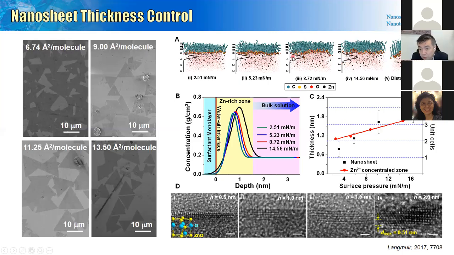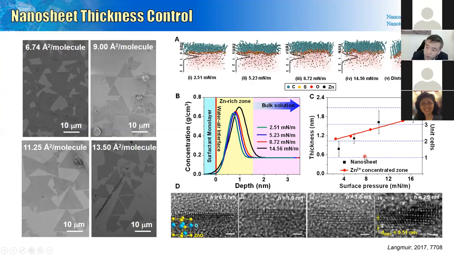If we plot this simulated distribution together, we can see from the interface, the zinc-rich zone varies based on a different surface concentration. All right. So we can plot them with this red curve based on the surface pressure. All right. So at each point, we measure the thickness. So they show certain correlations with the surfactant pressure. Okay, but you can see they're not exactly matched, even though they follow the same trend. The only two points in the center match well, the two points on the ends are kind of off.